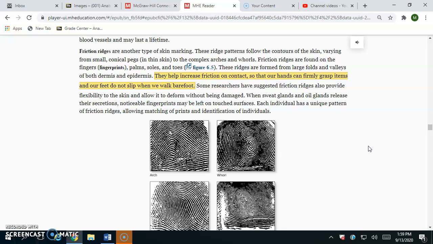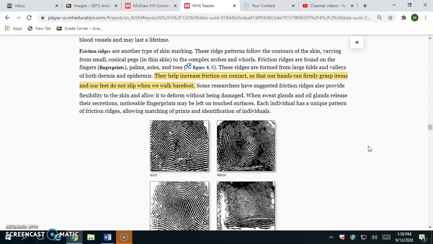But really the reason we have the friction ridges is to help increase friction, so we're able to pick things up and not drop them as easily, or we are able to walk barefoot and not slip and slide all over the place. So they provide a function of increasing the friction that we have with things we want to pick up or things we want to walk on. So there's actually a purpose for why they were there to begin with. But again, we as a society figured out that they're unique to each person, so we could also use them for identification purposes.